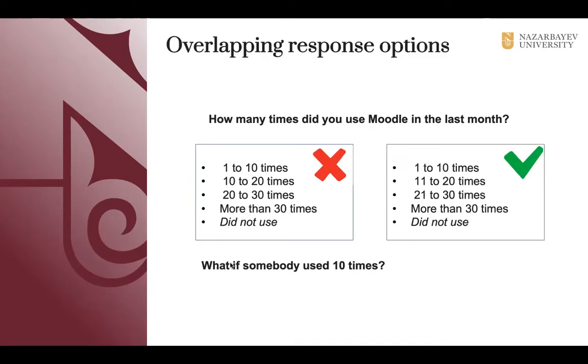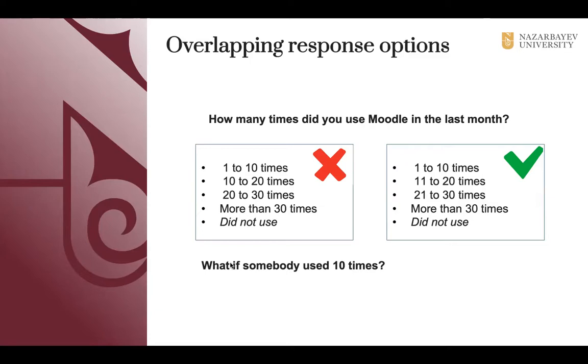So making sure that response options do not ever overlap is very important. Recategorizing it into 1 to 10, 11 to 20, 21 to 30, etc. will yield much higher quality data. Right now, when you look at it, it seems so clear, so obvious, so easy. However, it is a very simple and very common mistake.